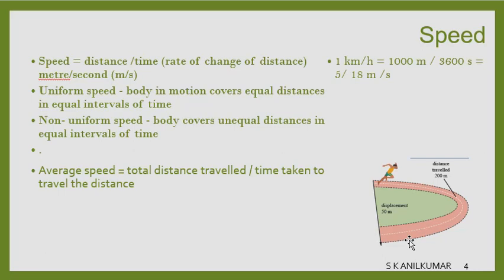So if there is a uniform speed and a non-uniform speed, what is the average speed? Average speed is total distance traveled by total time taken. If he took 10 seconds or 20 seconds for all of this 200 meters, then how many meters per second is the average speed? That is how we calculate it, distance by time, rate of change of distance. What are the units of measurement? Kilometer per hour. What is a kilometer? 1000 meters. What is an hour? 3600 seconds. So it will become 5 by 18 meters per second. It is kilometer per hour or 5 by 18 meters per second. This is how we measure the speed.